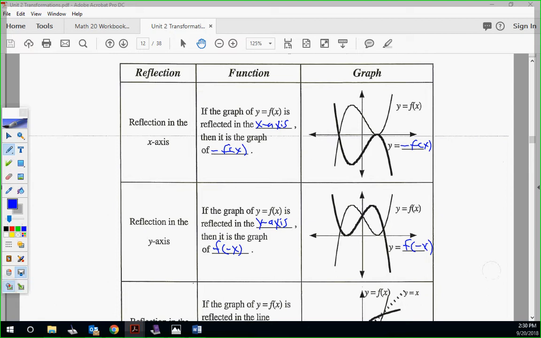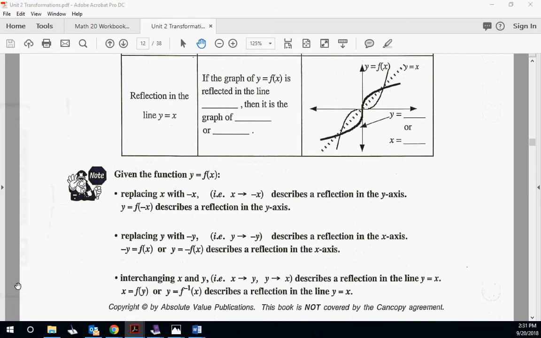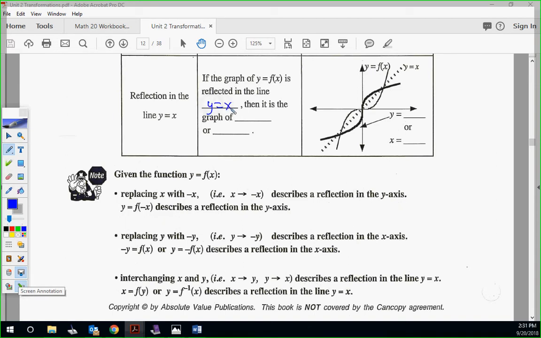Okay, part 3. It's reflected on the line y equals x. That means it's the graph of x equals f of y, or y equals f inverse of x. Okay, those are your two options for that.